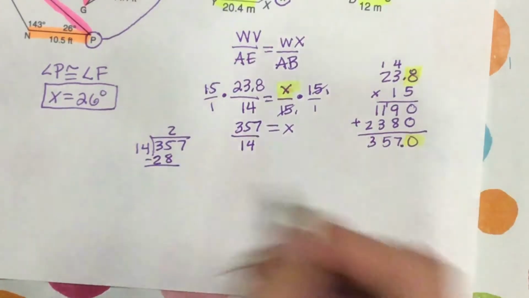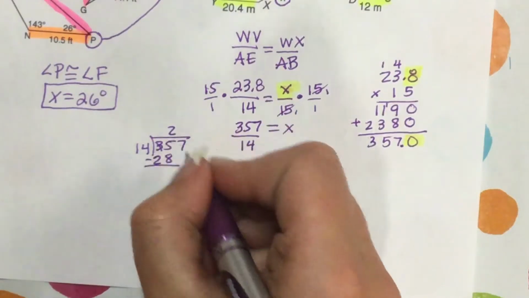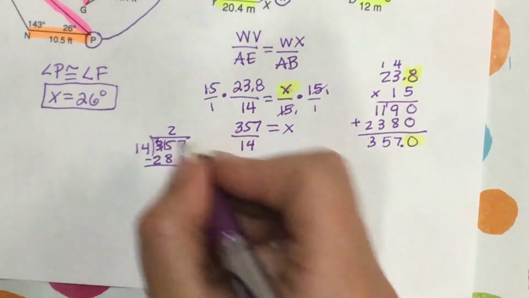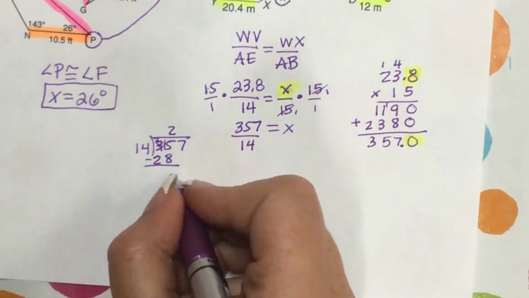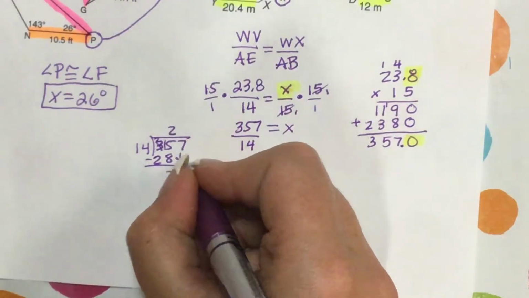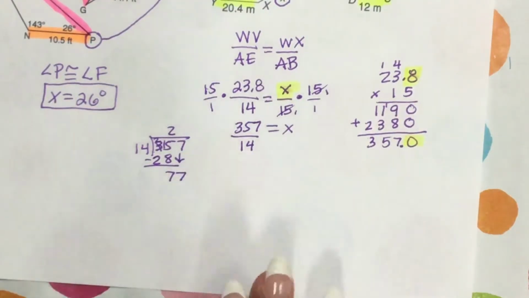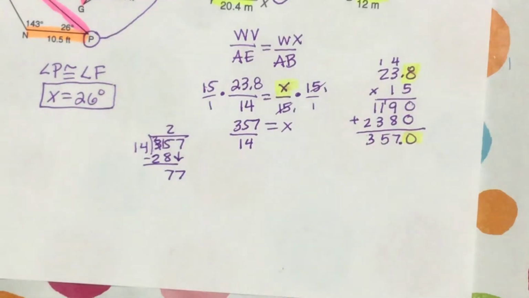Now I'm subtracting. I'm going to have to borrow. Make that 15, make that 2. 15 take away 8 is 7. I'm going to drop down the 7. 14 goes into 77. I am not sure how many times 14 goes into 77.